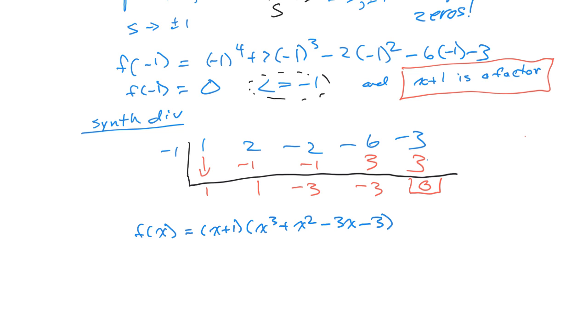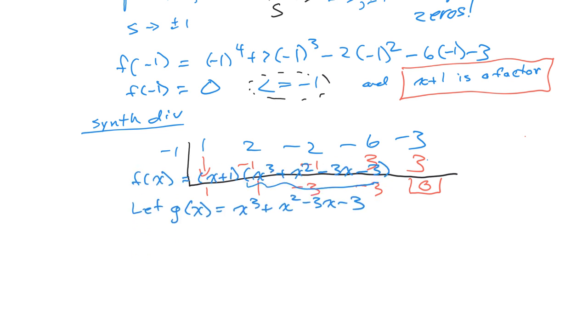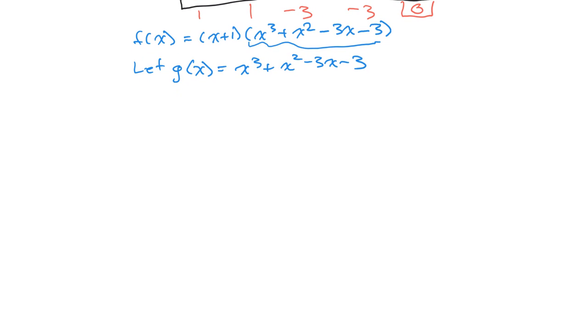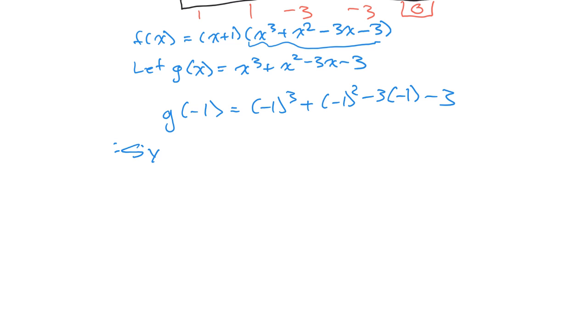So now here's what we do. We need to go and factor this. So here's what I do. I let g of x equal x cubed plus x squared minus 3x minus 3, the thing that I want to factor. And we do exactly what we just did for the rest of this problem. So now we're going to do for g of x what we did for f of x. So you're going to find that g of -1 is equal to -1 cubed plus -1 squared minus 3 times -1 minus 3. Then we're going to do synthetic division again. And we end up with, well, that's equal to 0.